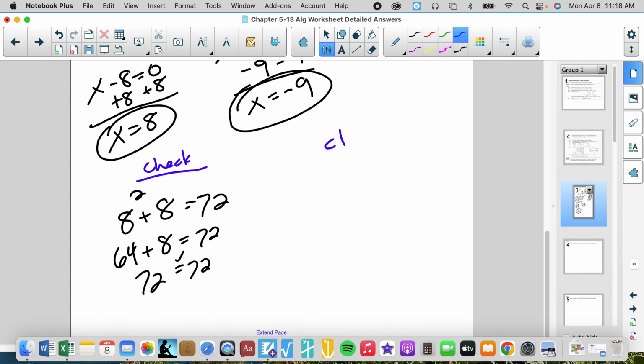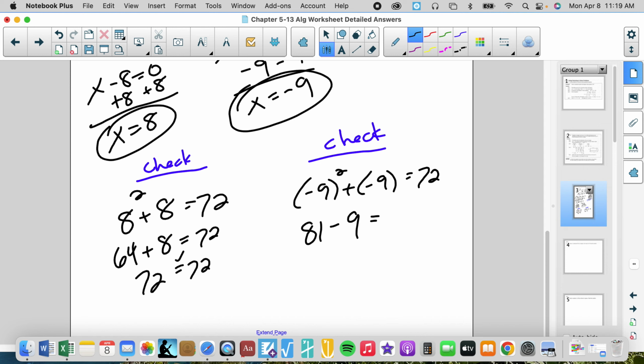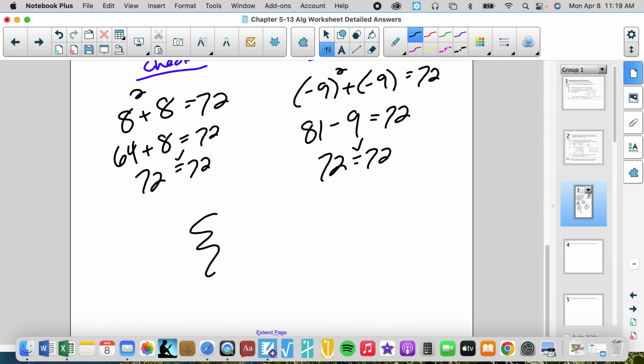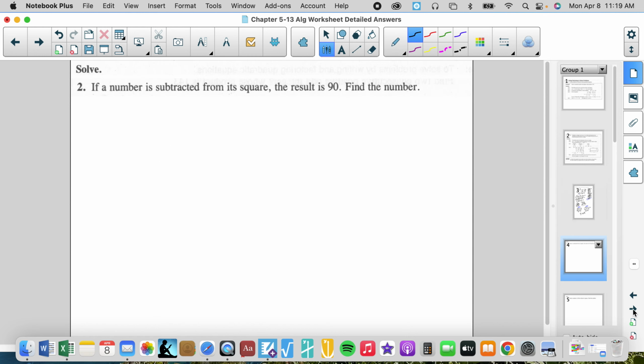And here's the other cool check. What if x is negative 9? If a number is added to its square, let's square negative 9, and we're adding negative 9. Does that equal 72? Negative 9 squared is 81, minus 9, and 81 minus 9 is 72. So that's why we can get two solutions here, a negative number and a positive number. A little interesting problem on the verbiage.